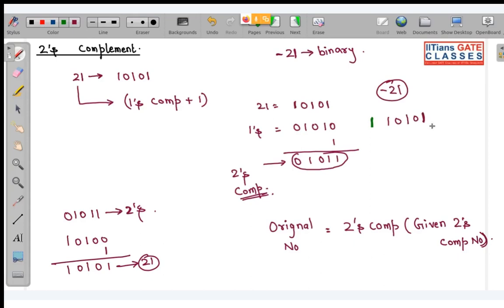Okay, fine. So now suppose I give you this: 110101. Decode this number for me. How will you know that this is minus 21? How will you know?